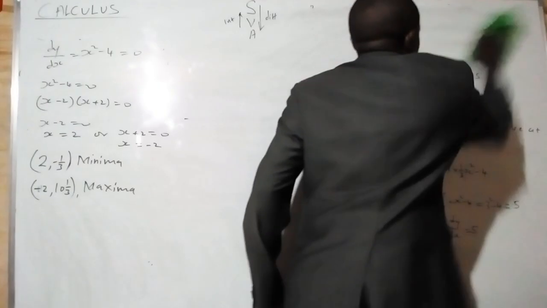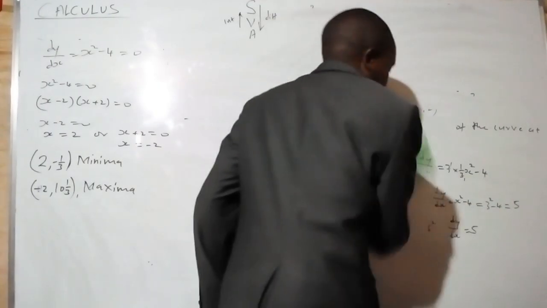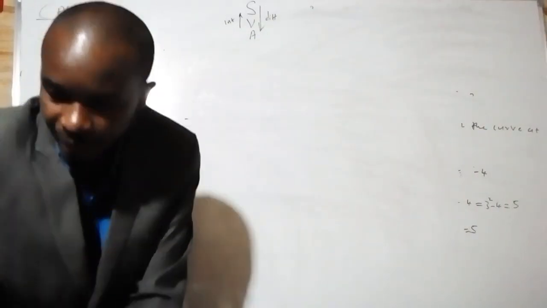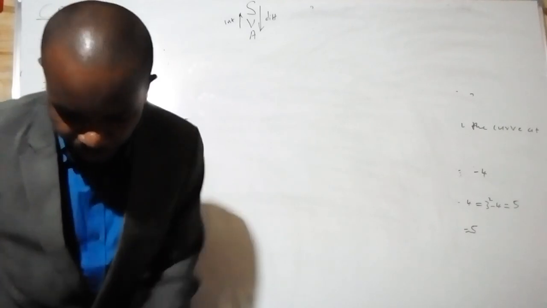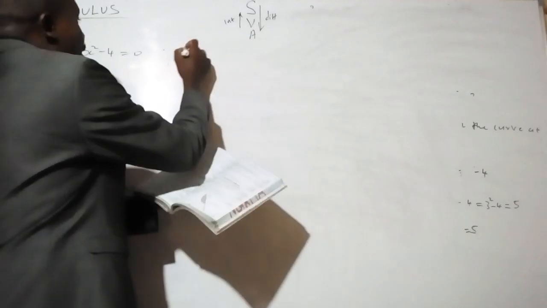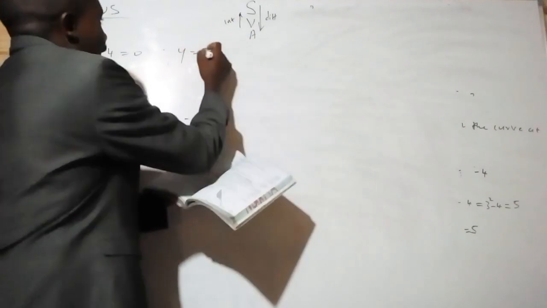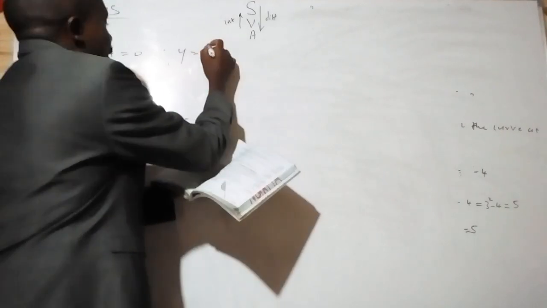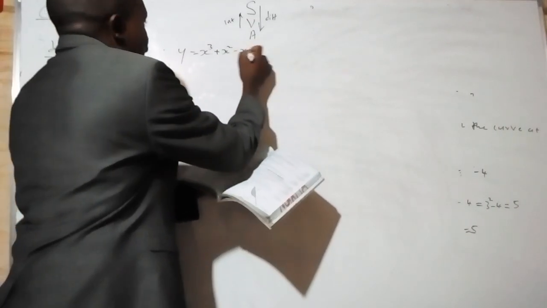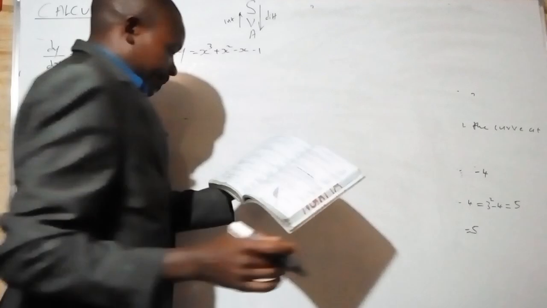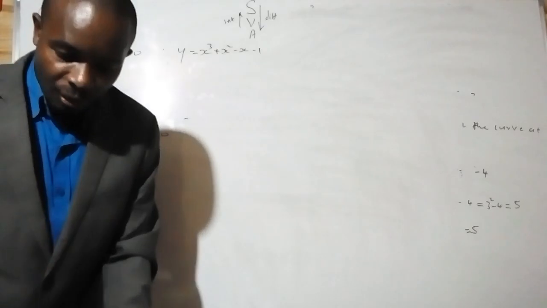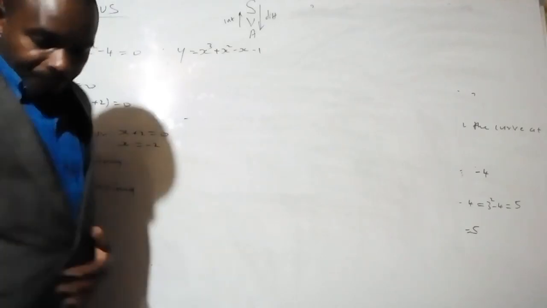Calculus. You've been told that the equation of a curve is y equals x cubed plus x squared minus x minus 1. Determine the stationary points of the curve. This is part A.